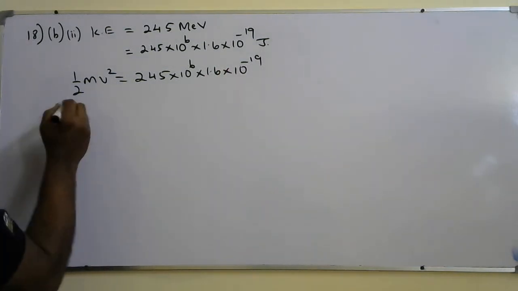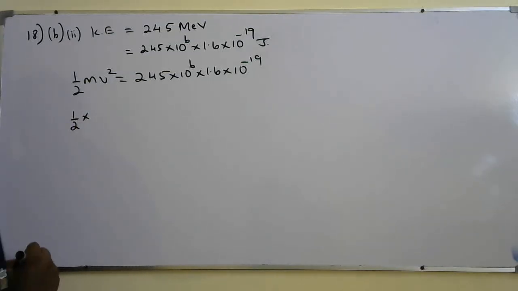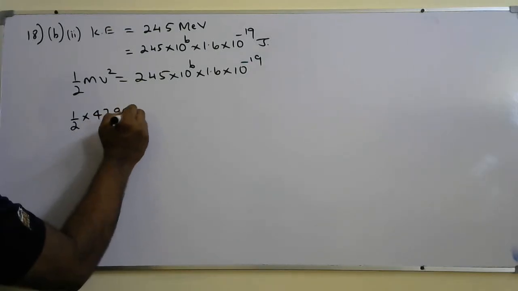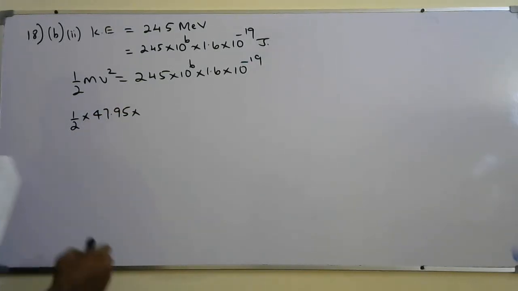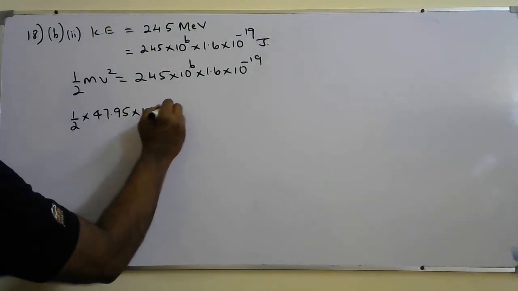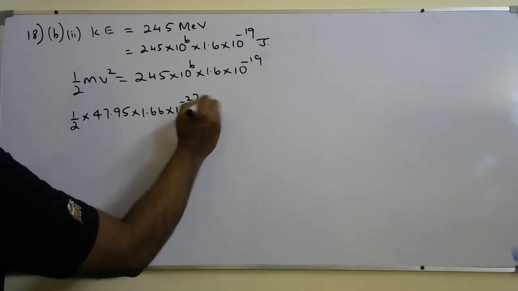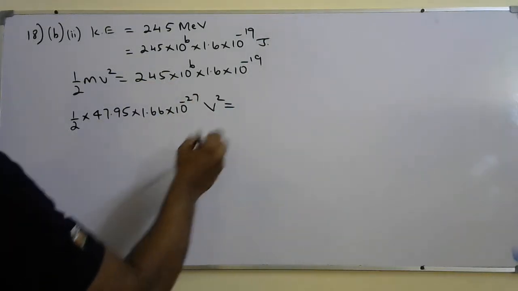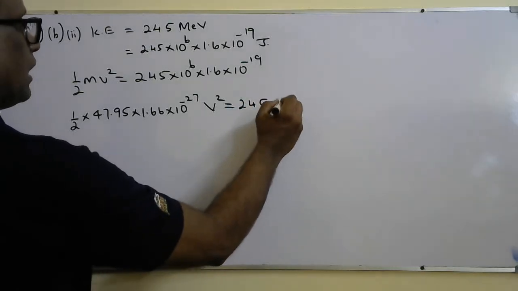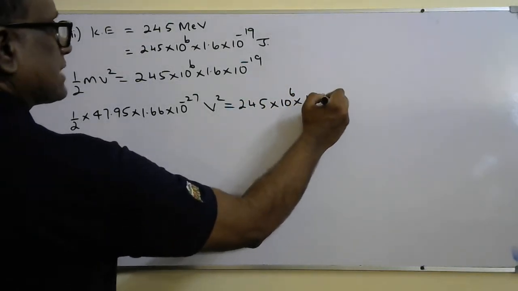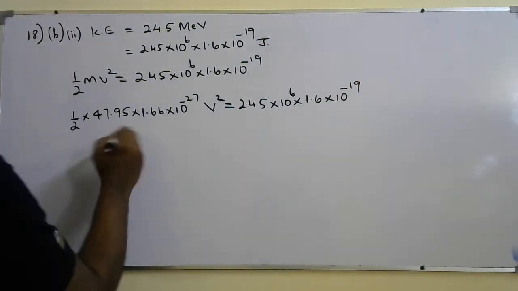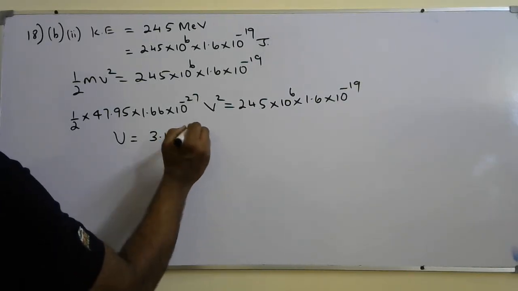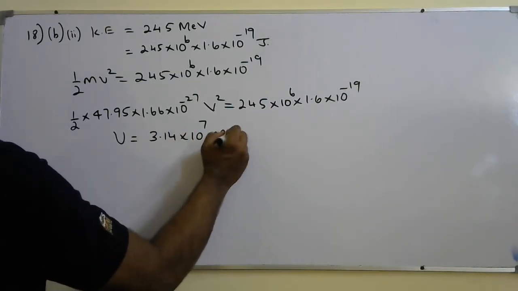So the only thing we need to find is the speed. Half into the mass of the calcium ion, given as 47.95 unified atomic mass unit. You can get it from the data sheet. 1 U equals 1.66 times 10 to the power minus 27 kilogram. That's the conversion of U to kilogram. v squared equals this value, 245 times 10 to the power 6 into 1.6 times 10 to the power minus 19. So find the v, that is 3.14 times 10 to the power 7 meters per second.